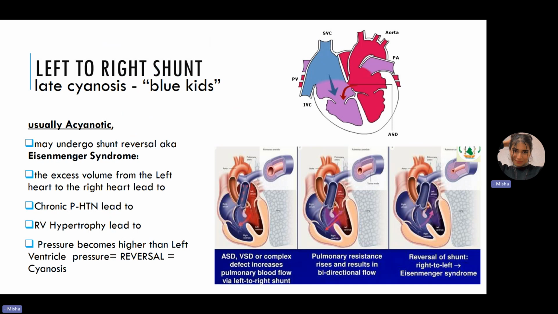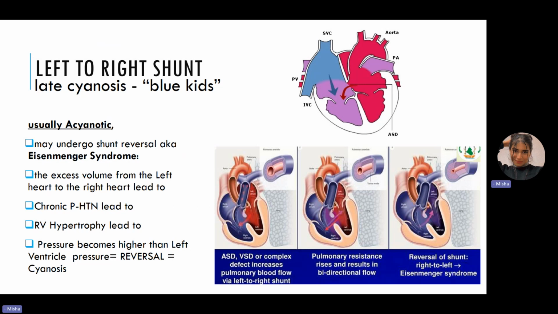Now, as I said, there is late cyanosis, or blue kids, and the reason is Eisenmenger syndrome. Basically, we know that normally the left ventricle has a higher pressure and the right ventricle has a lower pressure. So what would we expect? That if there's a ventricular septal defect, for example, the blood would flow from the left ventricle into the right ventricle. But what if I told you that after some time, the right ventricle has a higher pressure? We would expect that the blood would start to flow from the right ventricle into the left ventricle. But why does this occur?